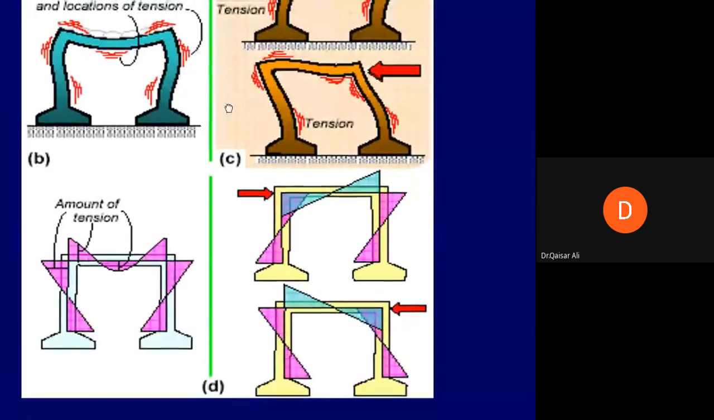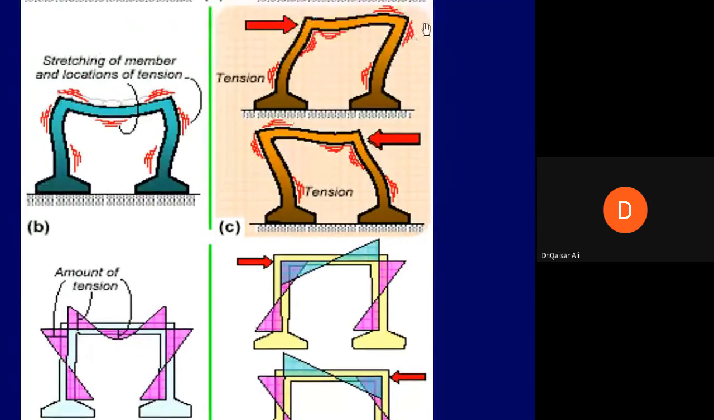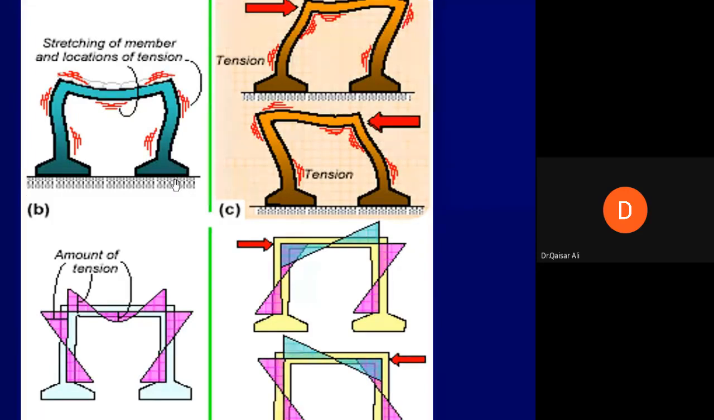Okay, and similarly, if you look at the columns, in the columns also you have additional bending moments coming from the earthquake analysis. This bending moment will be added to this bending moment, and so on. So the conclusion is, what is the conclusion?